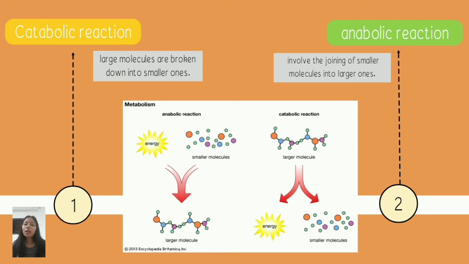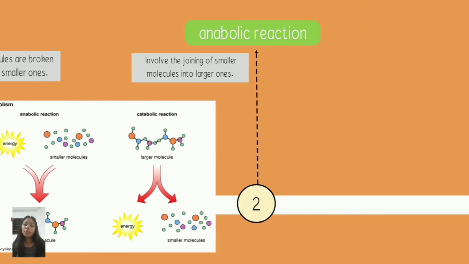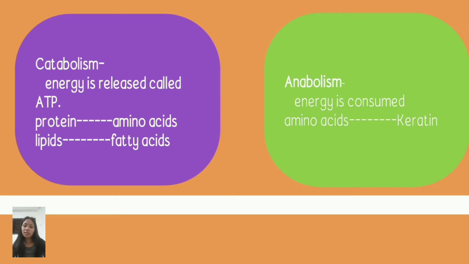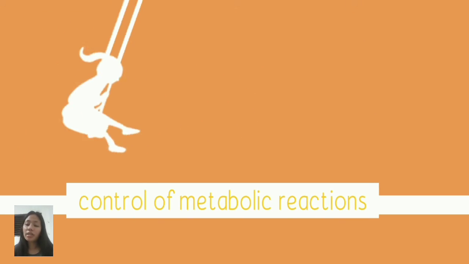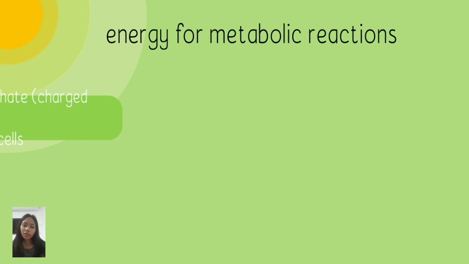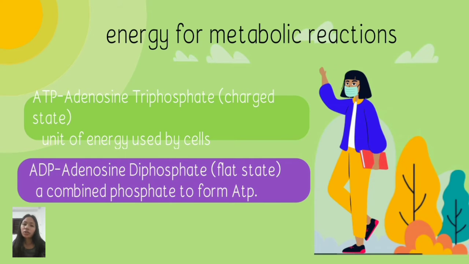and then the anabolic reaction, which involves the joining of smaller molecules into larger ones. In catabolism, we should always be reminded that energy is released during this process, and that energy is called ATP, where protein turns into amino acids and lipids turn into fatty acids. And then in anabolism, energy is consumed. An example of anabolism is making keratin from amino acids. So next, the control of metabolic reactions.